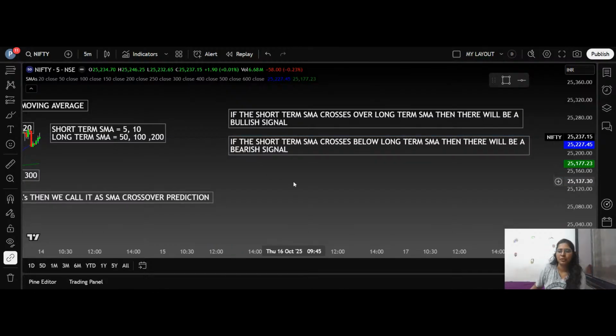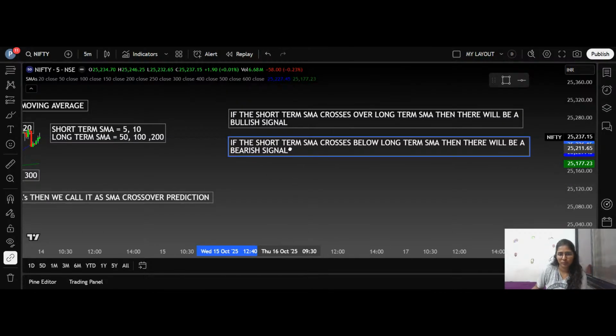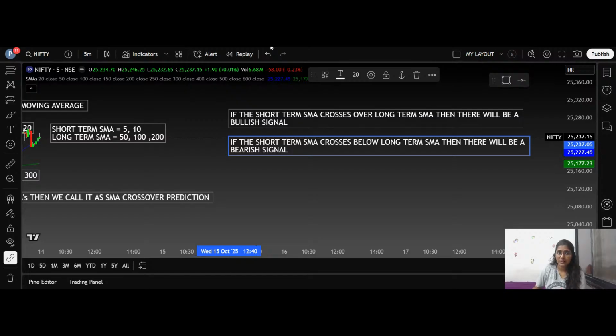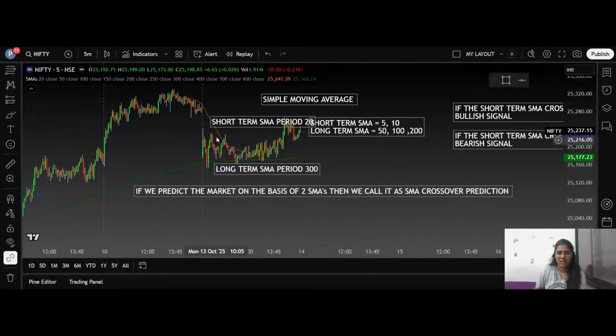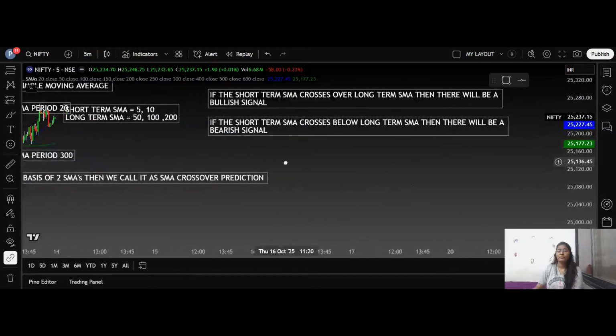So okay, I wrote it. Now I'm going to explain it to you. What we have seen is that here are two SMAs. The upper one is the short-term SMA and the lower one is the long-term SMA. So if the short-term SMA crosses over the long-term SMA, then there will be a bullish signal.